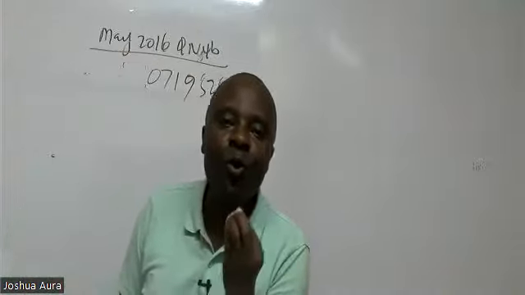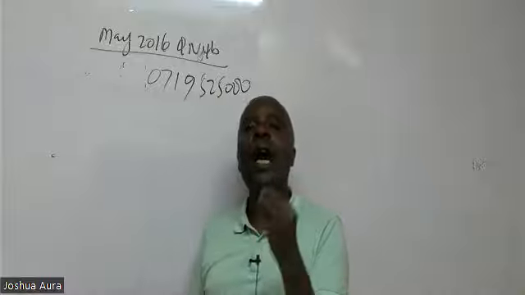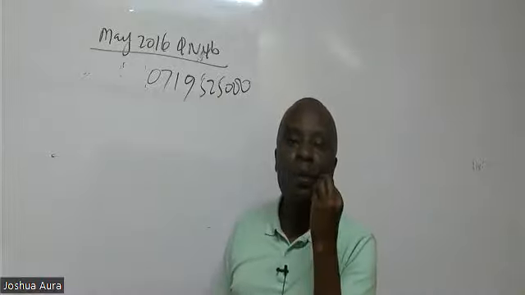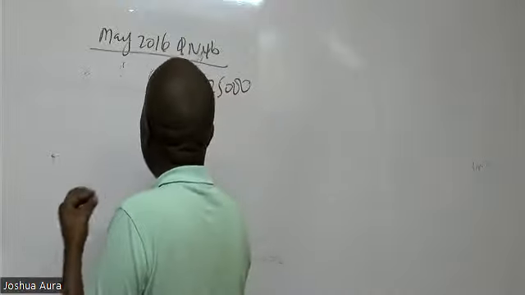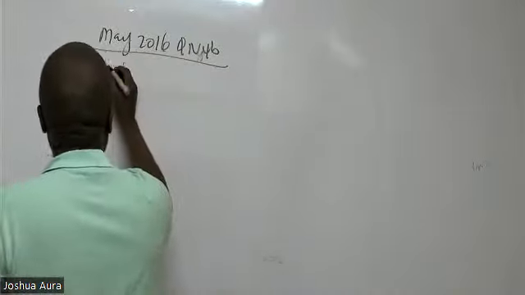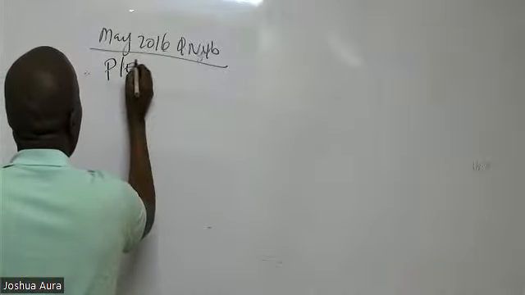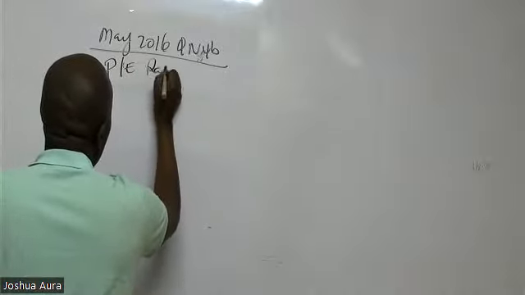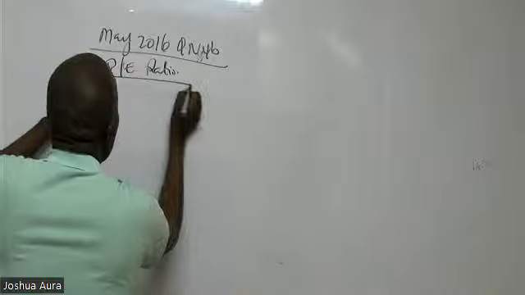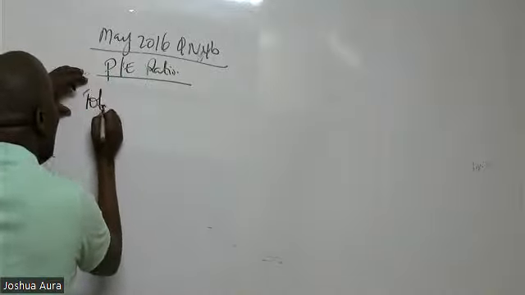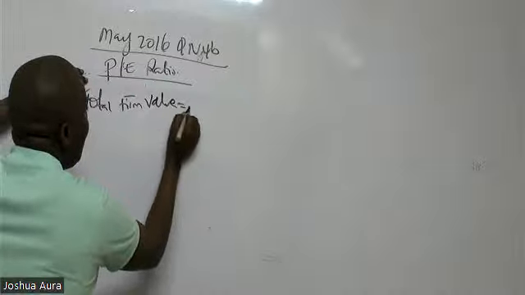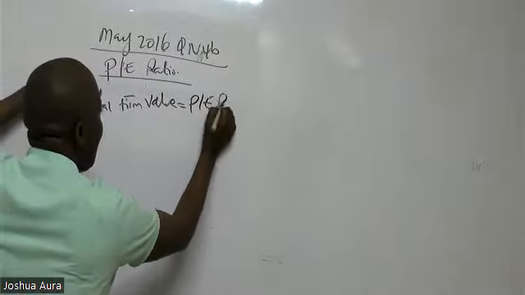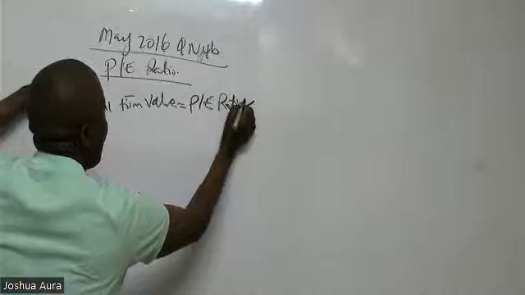I showed you how to value an organization using the PE ratio method. It's very easy. We say the total firm value equals the PE ratio given times something.